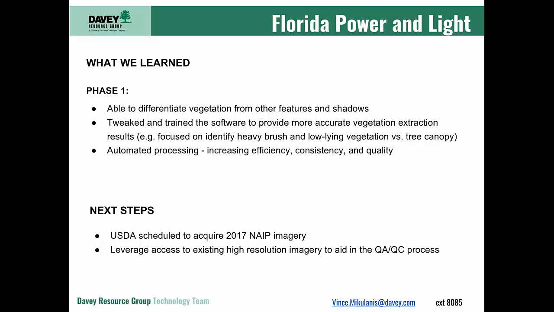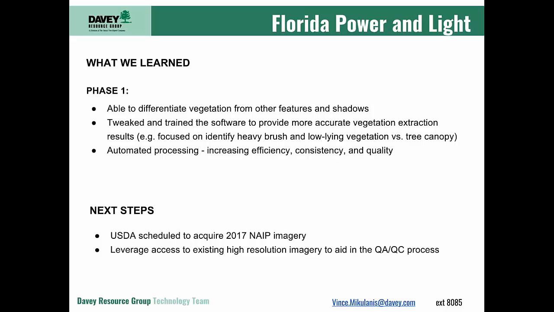And so what we learned is that we really are able to differentiate vegetation from other features and shadows that appear in the imagery, and that matches the conditions on the ground. We were able to tweak and train the software that we were using to provide more accurate vegetation extraction. As we use machine learning, the computers start to learn more and more what types of features on the photos match what vegetation is versus hardscape and shrubs and grass. We were also able to increase the automated processing, which further increases our efficiency and provides better consistency and quality of the data returned.